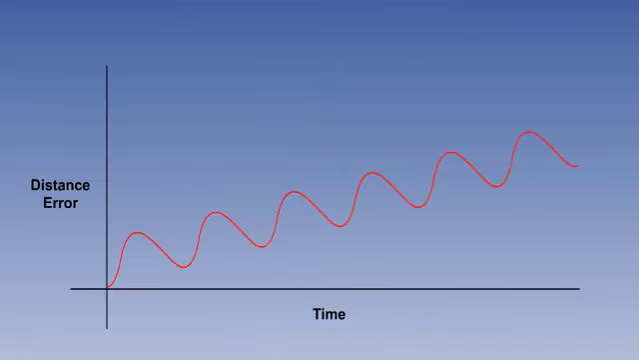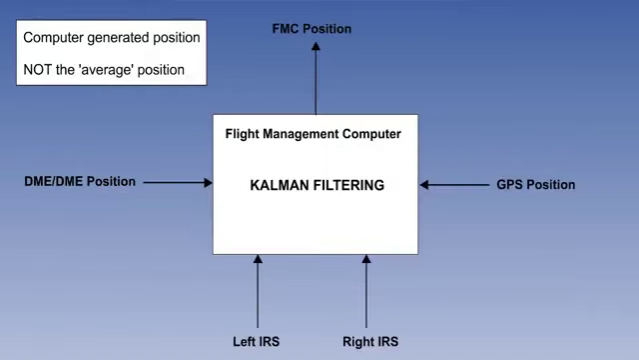From this FMC statistical best estimator position, it is possible for the FMC to establish an error trend over a period of time, and to build mathematical models of both the Schuler and the unbounded error propagation pattern. This is then used in the computation of future computer-generated positions. Kalman filtering is complicated, and does not lend itself to broad simplifications. However, it is important to realise that the FMC position is not the average of the IRS and DME or GPS position, but is computer-generated using a sophisticated statistical algorithm.